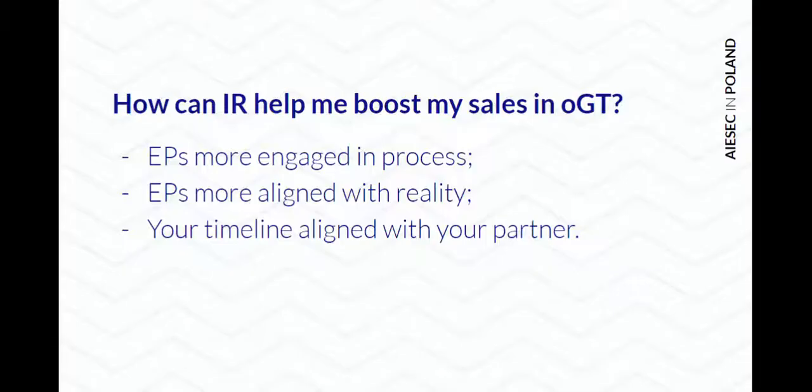And yes, let's go. So the three main things that you will get as beneficial for your OGC sales when you are more in contact with your IR partners are the following. You get your APs to be more engaged in the process because you will be nurturing them with some content about your IR partners. Second thing is that they will be more aligned with reality and with the right expectations. And the third thing is that your timeline will be more aligned with the one that your partner has. So all very good things.